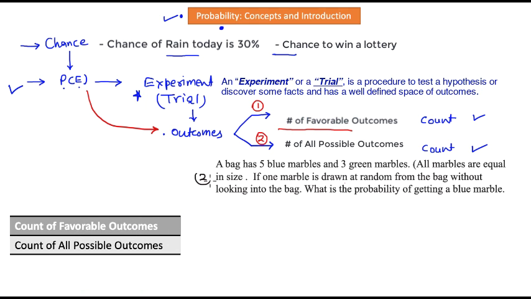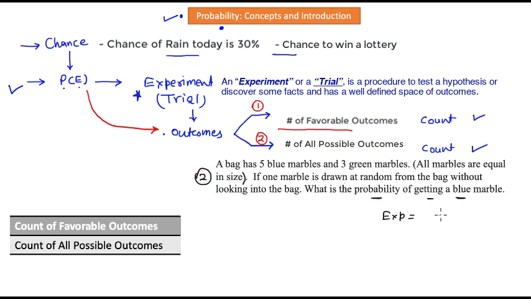Alright, so in this example we are given a situation that a bag has 5 blue and 3 green marbles, all marbles being equal in size. If one marble is drawn at random from the bag without looking into the bag, what is the probability of getting a blue marble? Okay, so let's define our experiment.